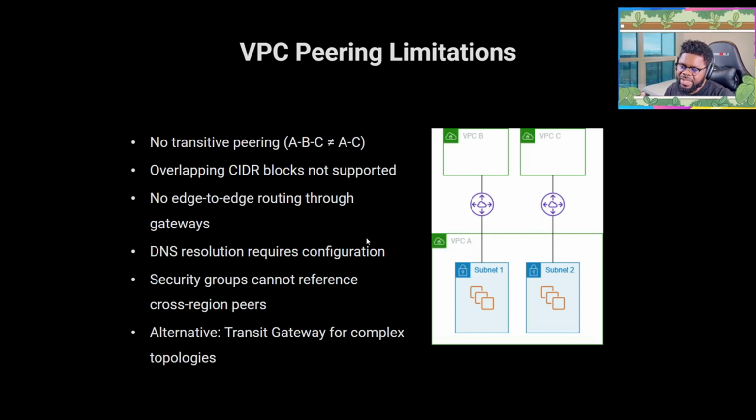But it does have some limitations. I think I've already shared them. Number one, no transitive peering. What it means is that A peered with B, and B peered with C, doesn't mean A can talk to C. It is what it is. And overlapping CIDR is really one thing you need to take note of. You can't have CIDRs overlap, meaning they have to be distinct. That's one of the major disadvantages of VPC peering.